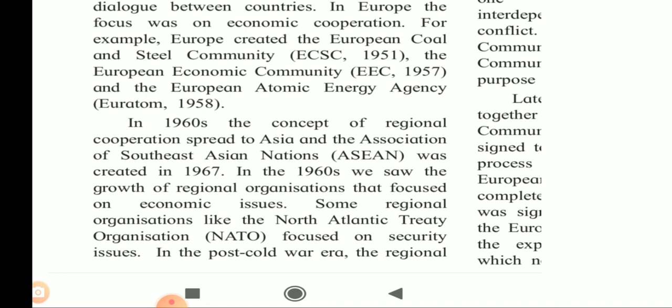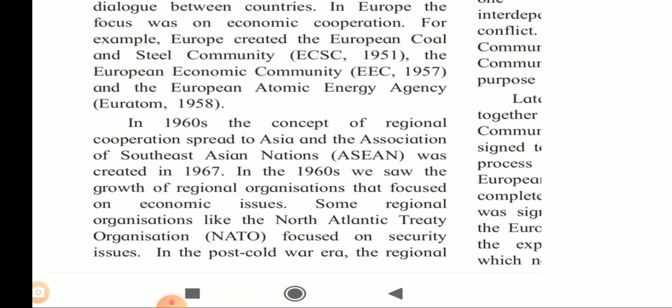In the next paragraph, in the 1960s, the concept of regional cooperation spread to Asia, and the Association of Southeast Asian Nations (ASEAN) was created in 1967.